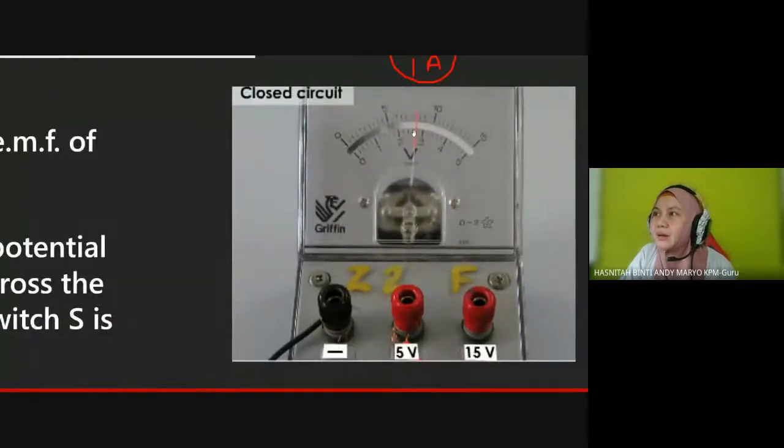Every small scale here is 0.2. So here is 2, 2.2, 2.4, 2.6, 2.8. So the needle is between 2.6 and 2.8. So our reading is 2.7 volt.